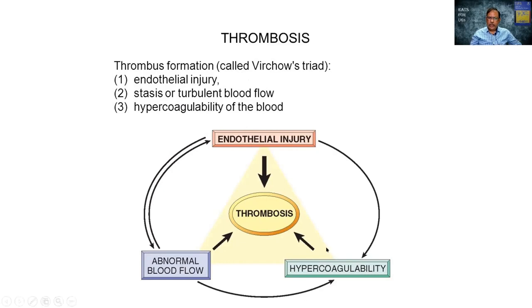And when all of them are put together, or even one is in action, there can be the formation of, or a predisposal to, a thrombus formation. So this is called Virchow's triad. V is pronounced as F, and the father of pathology is a German in origin.